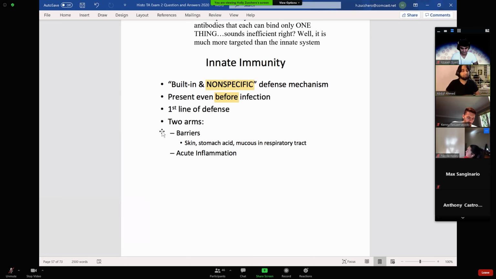But innate, you're going to be thinking about neutrophils, eosinophils, basophils, mast cells, NK cells, kind of a little weird, but they still are considered innate. Macrophages are innate. They're part of the acute inflammation. When you get that cut and that inflammation is occurring, that's innate immunity working.